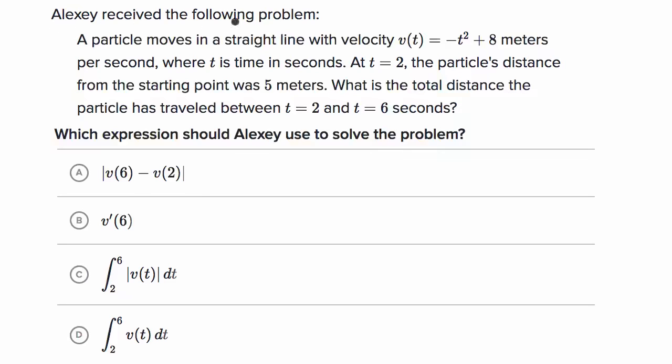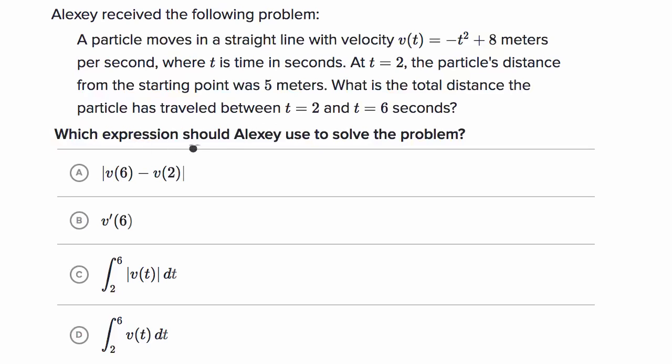Alexei received the following problem. A particle moves in a straight line with velocity v of t equal to negative t squared plus 8 meters per second, where t is time in seconds. At t equals 2, the particle's distance from the starting point was 5 meters. What is the total distance the particle has traveled between t equals 2 and t equals 6 seconds?